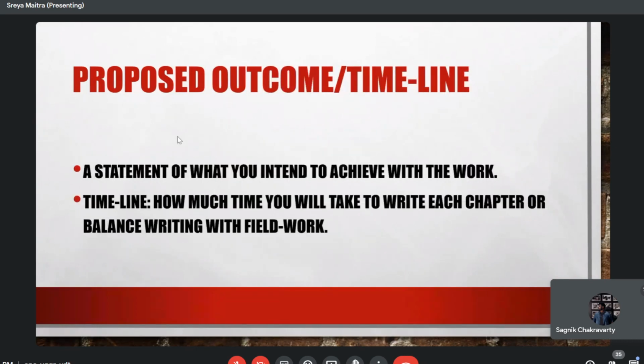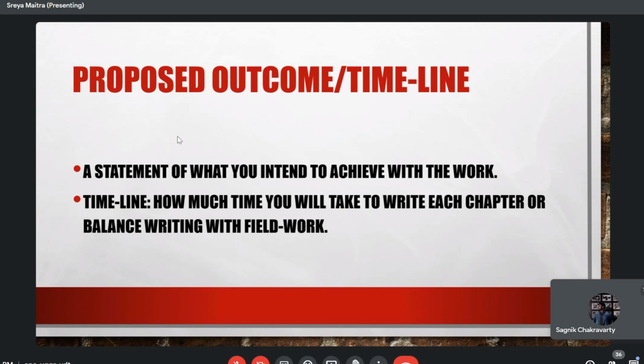And then you have the proposed outcome, like what you think you can achieve with your work, how you think your work will contribute to the current debate or the current literature on a particular topic. And the timeline, like I said, this is optional, but many people choose to use it. The timeline will be how you intend to write each chapter or balance your writing with your field work. So for example, if I am going to a field, will I continuously write during that time also? Will I be writing my theoretical chapter when I'm visiting a field? No, that's a very wrong approach.